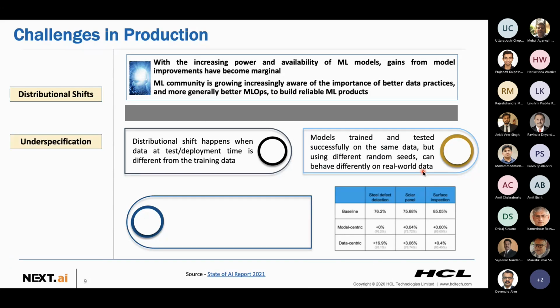The second challenge is underspecification. As most of you would be aware, in deep learning, the weight matrices, biases, and activation functions are initialized based on some distributions to ensure smooth flow of gradients during the training process. With different random seeds, the underlying random number distributions tend to vary, due to which models tend to converge differently. Due to this, the model can behave differently on real world data.